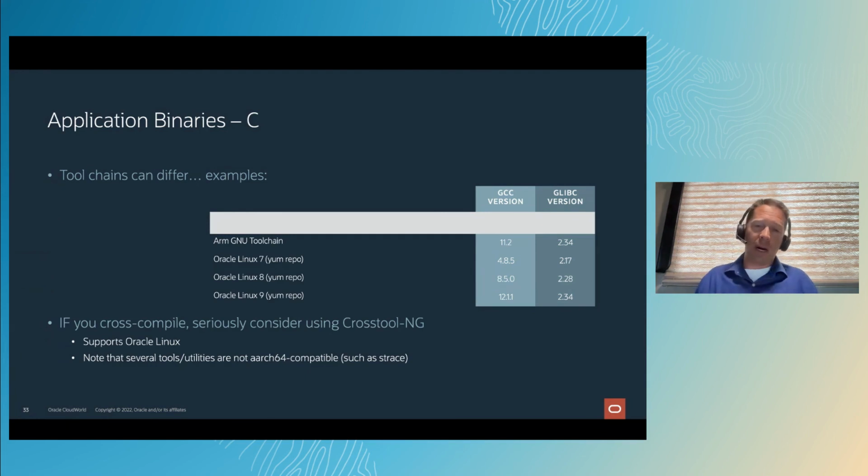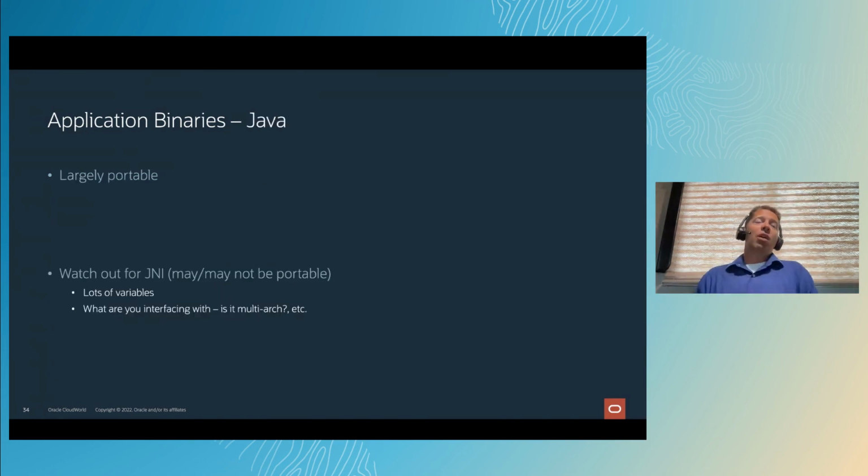And if you do cross-compile, I'll throw a blurb out here. CrossTool NG is terrific. We have great support for Oracle Linux with it, and it's a great tool that can help you build and manage cross-compilation tool chains. Now, some tools are not AArch64 compatible, such as strace, so keep that in mind. Java is largely portable. However, keep in mind JNI may or may not be.